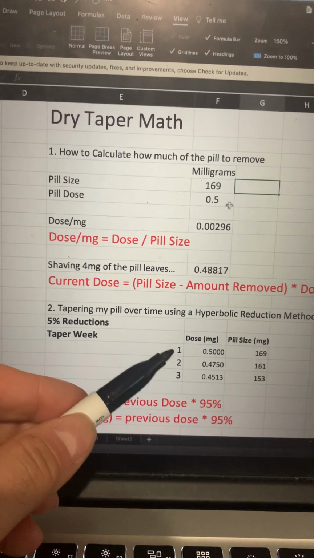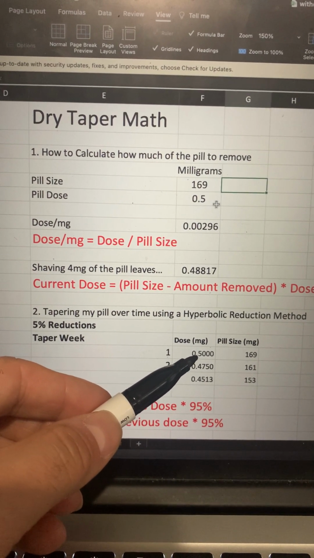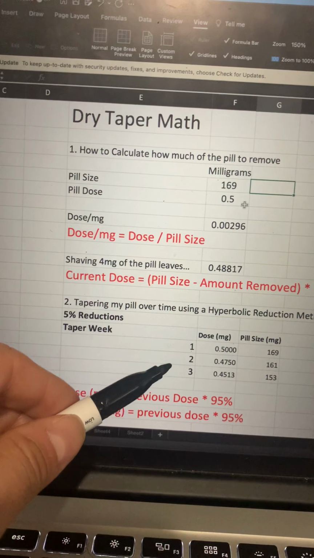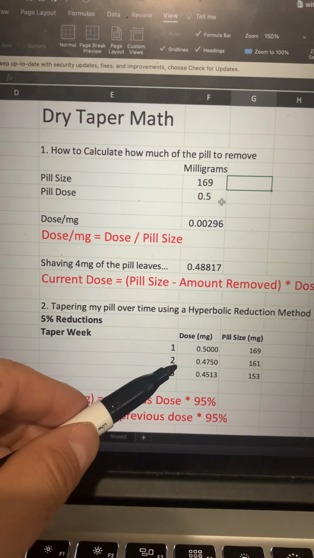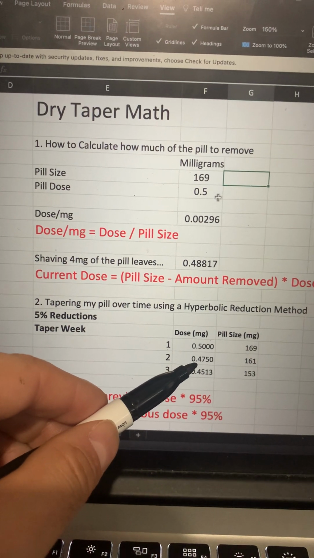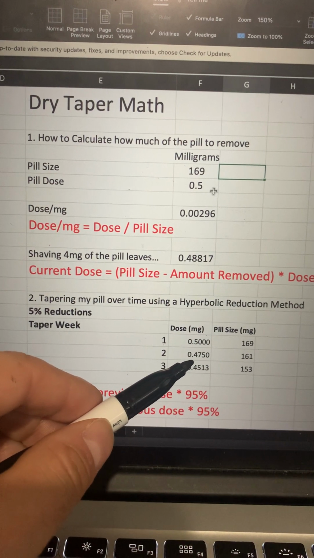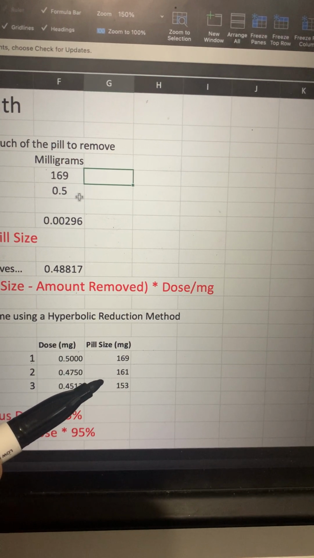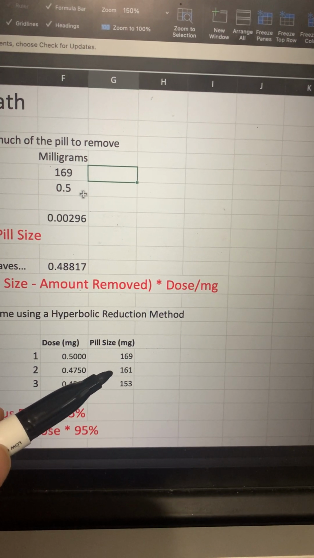Here's the taper week. Week 1, I'm just highlighting as the original week, so you're not tapering anything here. The original dose is 0.5 milligrams and the pill size is 169 milligrams. Then you would be tapering 5% of 0.5 milligrams on this next week, which brings you down to 0.4750 milligrams of pill that you're taking on that following week each day. Your pill size would be reduced if you removed 5% from 169 milligrams down to 161 milligrams.